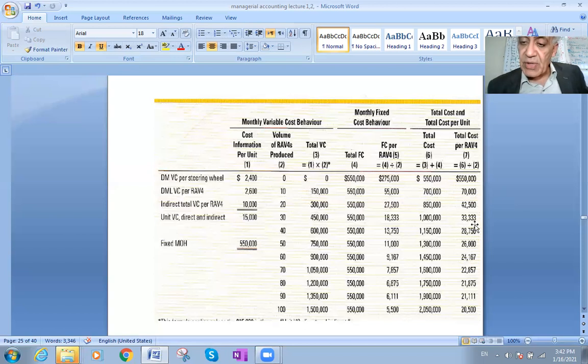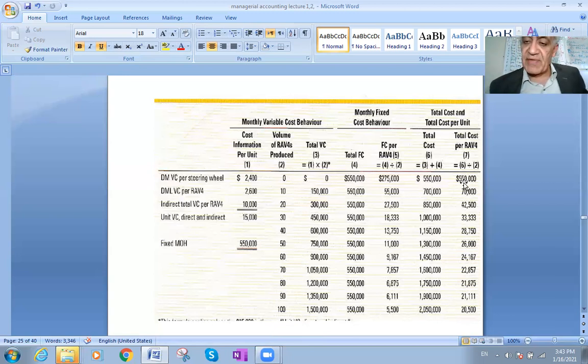So like you see here, the numbers are decreasing. Why are the numbers decreasing? Because the volume of production is increasing, the number of units produced is increasing. So this is the rule: the more you produce, the less the cost per unit.